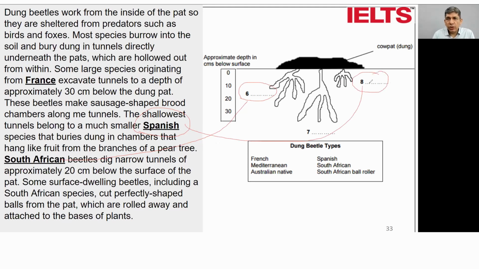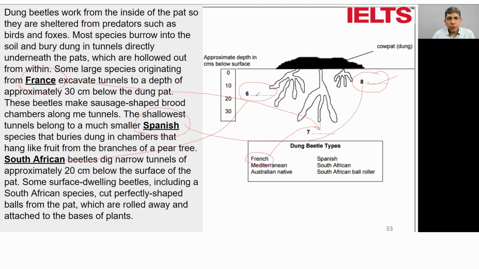Okay, that one is done. Now tell me who has the longest tunnel. I'm just confused. Okay, so we are confused. Okay, let's go with the South African on 6 and the France one on 7. So, the 7th one you'll put as France. Here it is French, because if we can't put the word France here, we have to use the word French here, because the beetles who are from France are called French beetles.